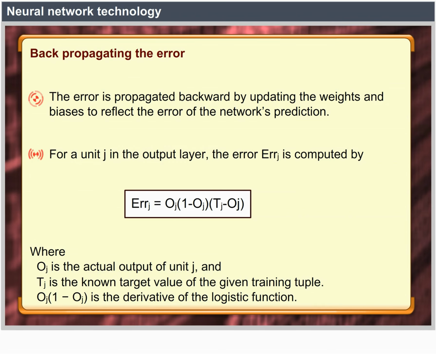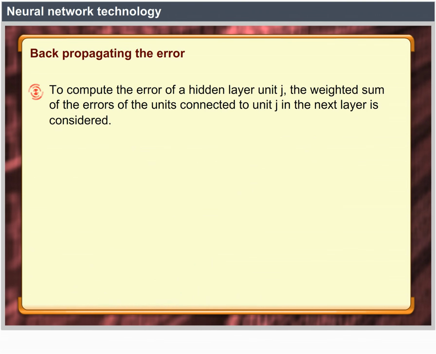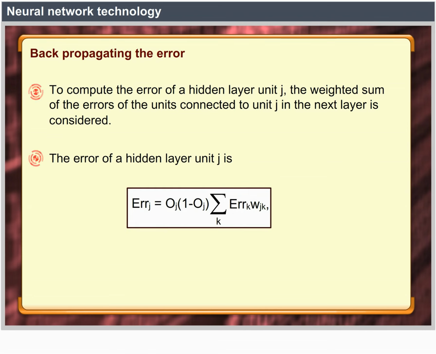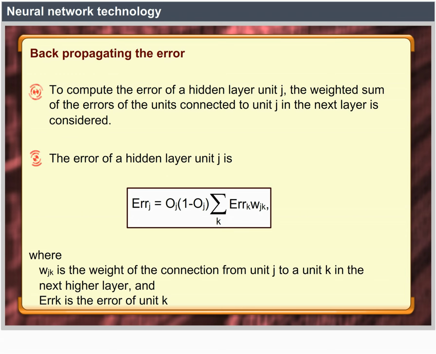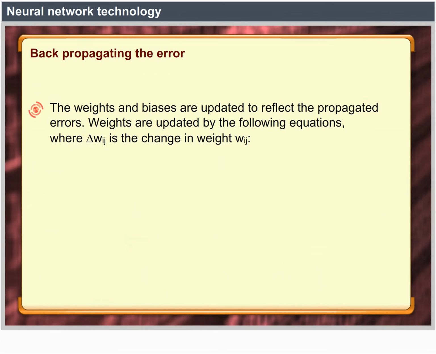To compute the error of a hidden layer unit j, the weighted sum of the errors of the units connected to unit j in the next layer are considered. The error of a hidden layer unit j is Rj equals Oj into 1 minus Oj into sum over k of Rk Wjk, where Wjk is the weight of the connection from unit j to a unit k in the next higher layer, and Rk is the error of unit k. The weights and the biases are updated to reflect the propagated errors.